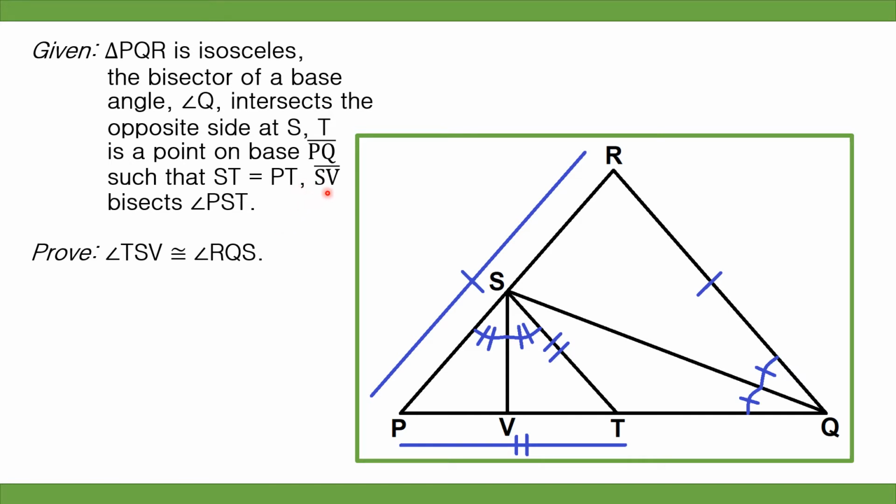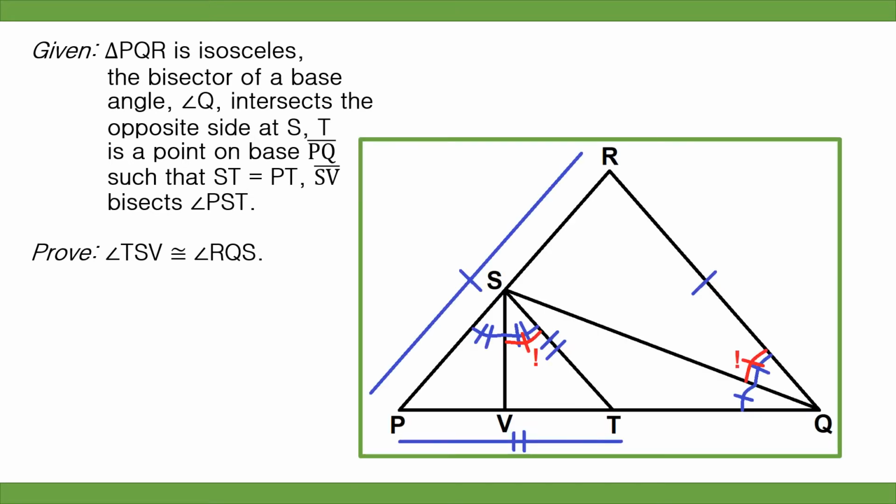Another given, line segment SV bisects angle PST. Line segment SV bisects angle PST. So it implies that angle PSV is congruent to angle TSV. We need to prove that angle TSV is congruent to angle RQS. How could we possibly make these two angles, that are not related with one another, congruent? Okay, so this is quite confusing, right?